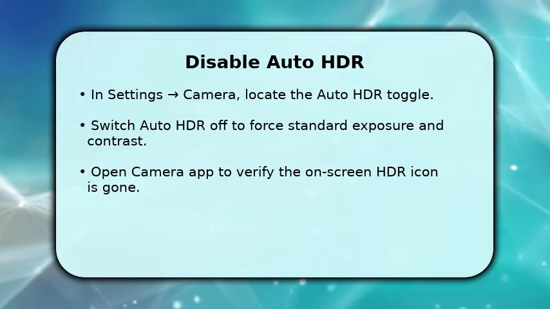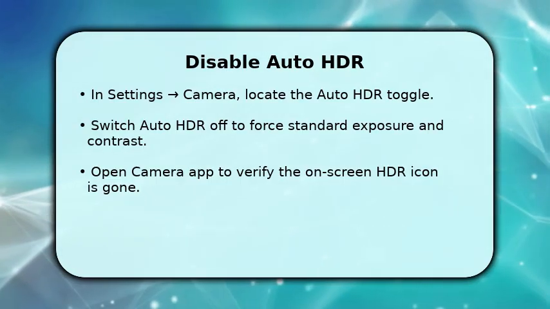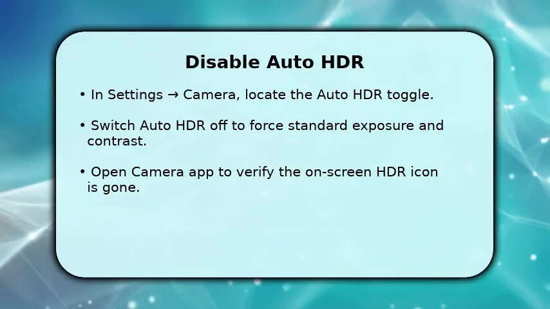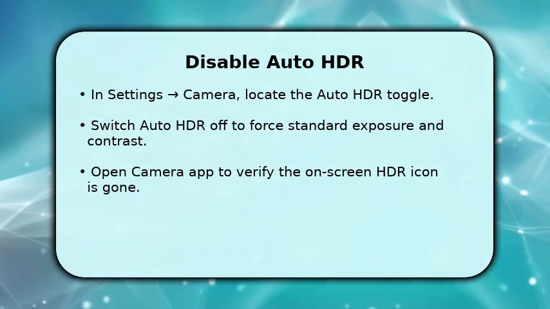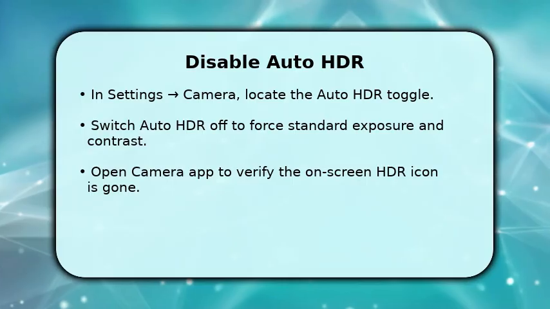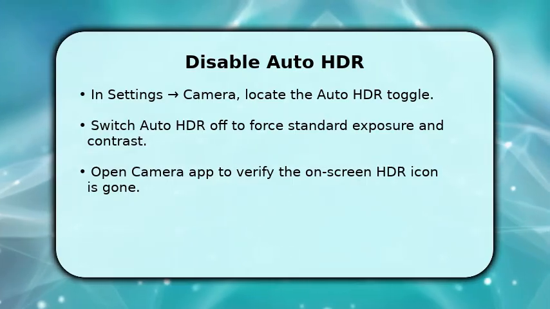Once toggled, open the camera app so you can confirm visually. The HDR indicator should no longer appear on the screen. If you still see variations, make sure Smart Photo Capture or third-party camera apps are not overriding the system setting.